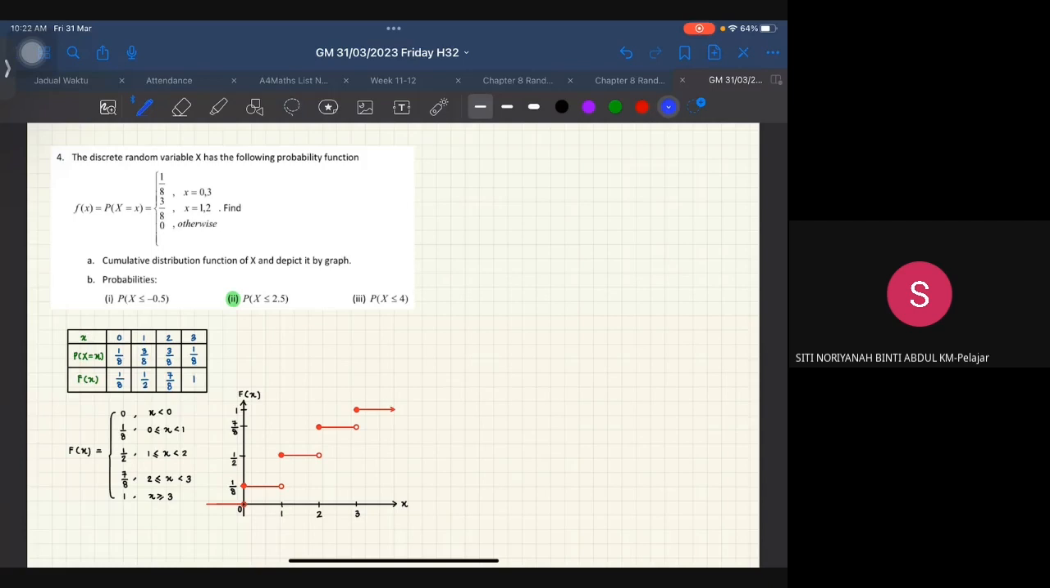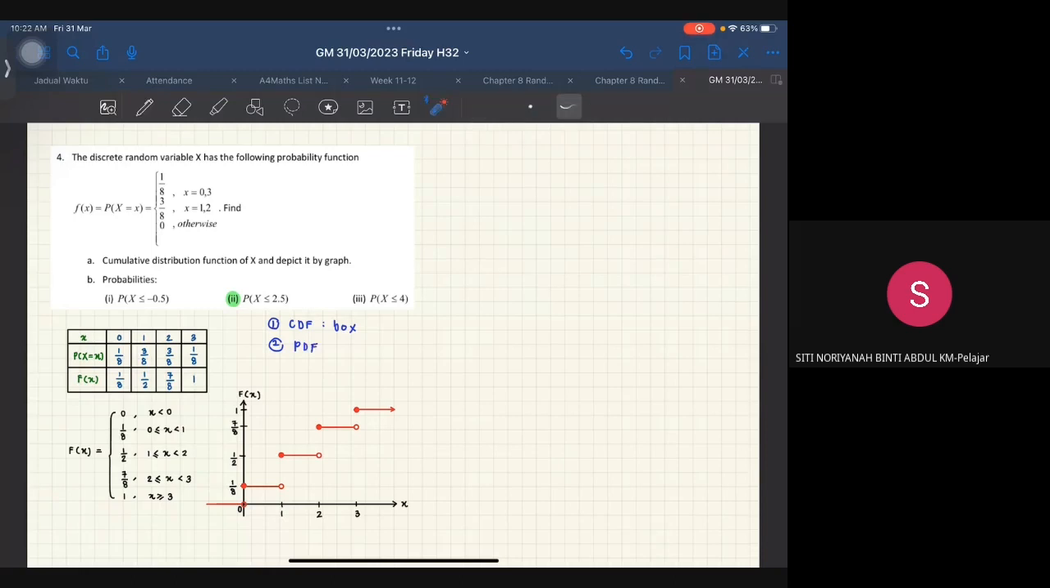Okay, so cara pertama adalah awak boleh guna CDF. CDF maksudnya kita guna box. Okay, so bila kita guna box and then kita akan gunakan nilai yang ni lah, nilai CDF ni. Okay, so cara yang kedua adalah kita guna PDF. Okay, so macam mana cara kita nak guna PDF?